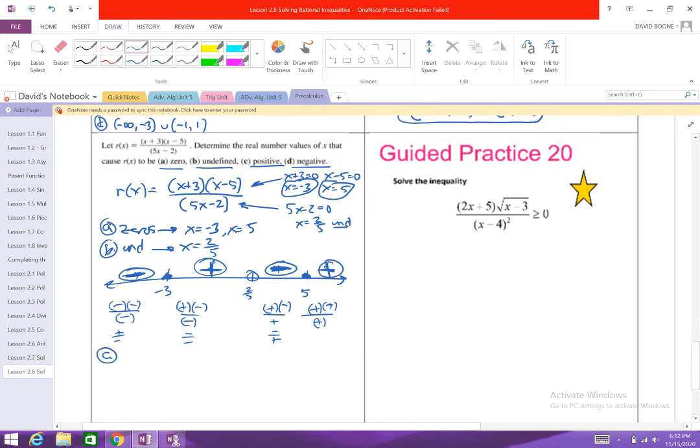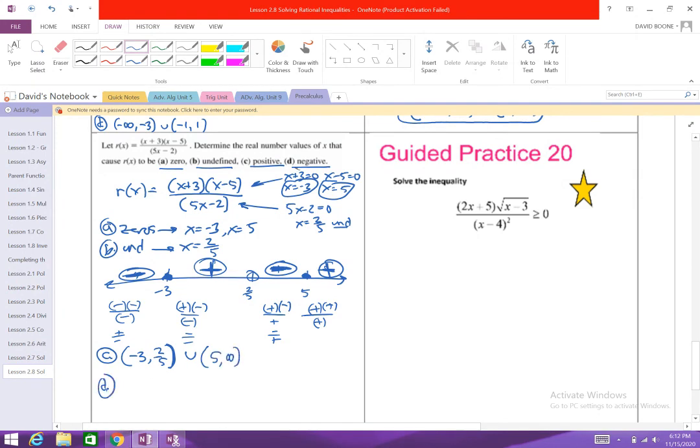So letter C, where is it positive? Well, between negative 3 and 2/5. Again, you'll notice I'm not including any of these endpoints because I'm just looking for where it's positive. Because this is where it's 0. This is where it's undefined, so I've got just parentheses on both of these. United with 5 and above.